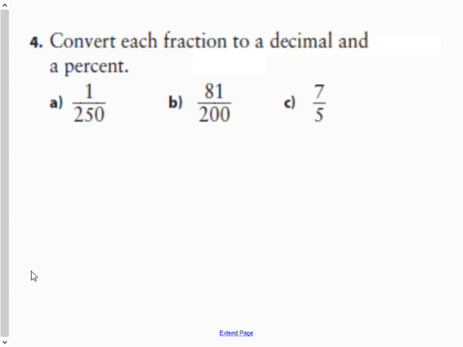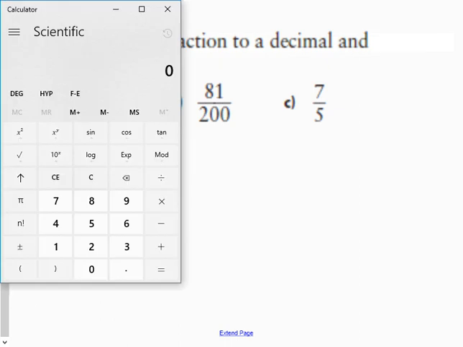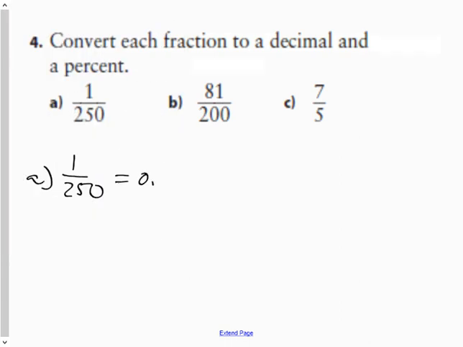So the first question, question 4, said convert this fraction to both a decimal and a percent. For A, there are two ways we could approach this question. 1 over 250. What's the easiest way to convert that fraction to a decimal? I'm going to take my calculator and divide the numerator by the denominator. Every time that will work. I will get 0.004. That's how we change any fraction to a decimal.